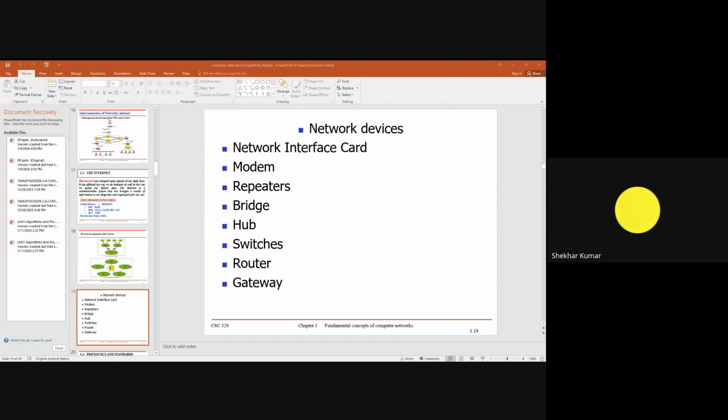As the name suggests, it repeats, it retransmits the signal. It amplifies that received signal. Why does it amplify that signal? So that the signal covers a longer distance, sometimes more than 100 meters for standard length cables. For this purpose, it amplifies that received signal.